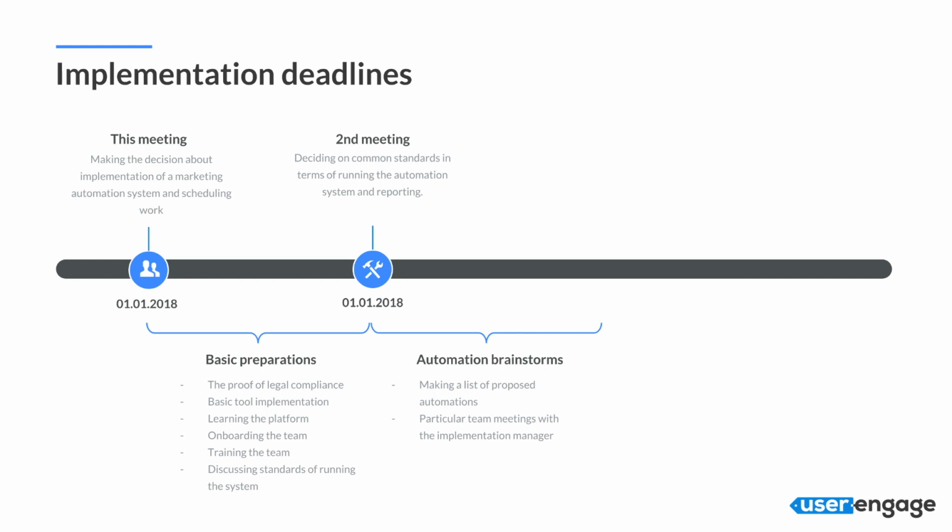We're after the second meeting, during which we've decided what kind of user attributes we're going to collect, what kind of events we're going to generate, what kind of tags, lists, and so on we're going to keep in our application. Knowing the data structure is key to our next step, which is automation brainstorms. Now we know what kind of data we can base our automations on, so we can start generating ideas.